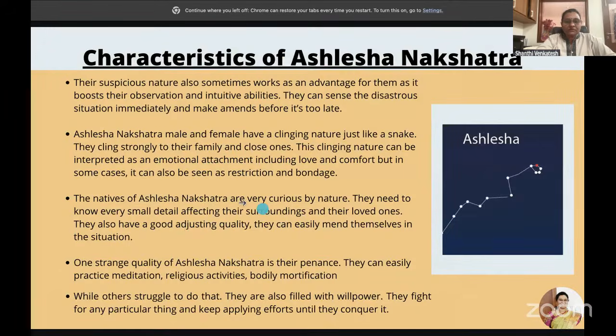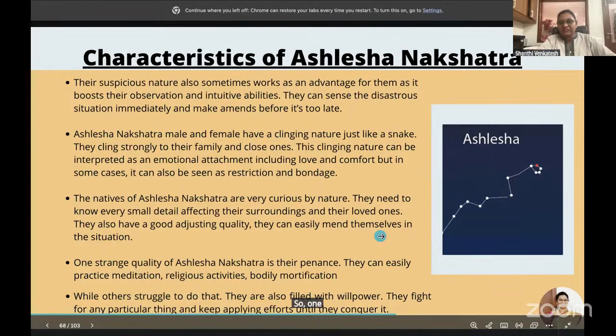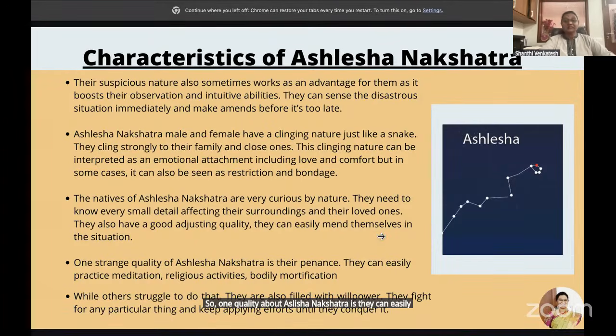So, as I said, they have a clinging nature, just like the snake, and they cling closely to their family and to their loved ones. So, one quality about Ashlesha Nakshatra is they can easily practice meditation, any kind of religious activity, even bodily mortification. While others might struggle to do that, these people have got a lot of willpower. They can undertake all these kind of activities.